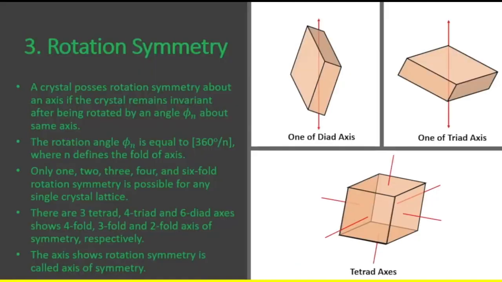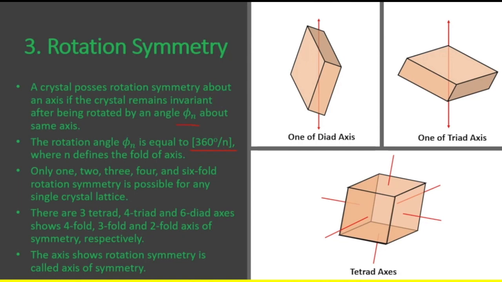The third is rotation symmetry. A crystal will possess rotation symmetry about an axis if the crystal remains invariant after being rotated by some angle about the same axis. That angle, let's say phi n, is given by 360 by n, where 360 degrees is the complete rotation, and the value of n will define the fold of the axis.